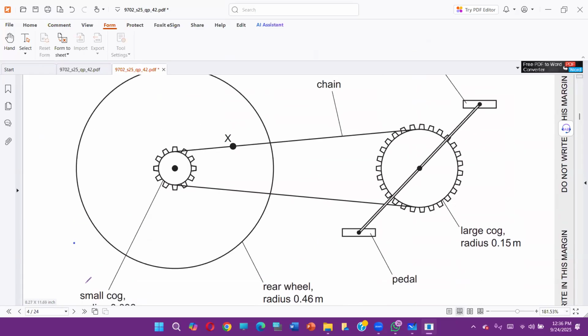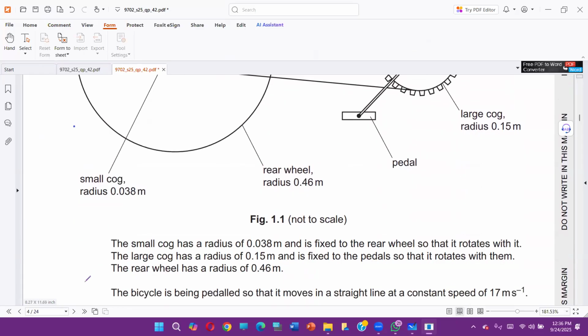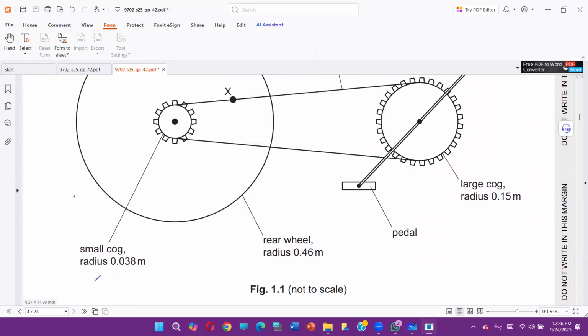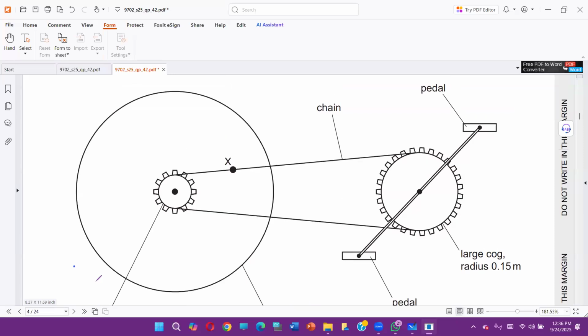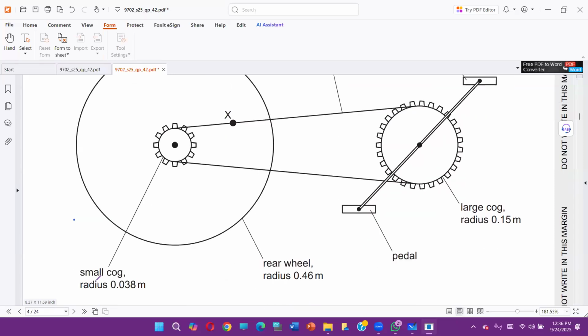Now, observe the diagram carefully. Small cog radius 0.038, real wheel radius 0.46. There are two pedals, large cog radius 0.15. The people who have a good understanding, why is one cog wheel bigger and one small? Because of the control of moment. In a bicycle, your power is less. So less power can move a bigger thing by using the concept of moment.